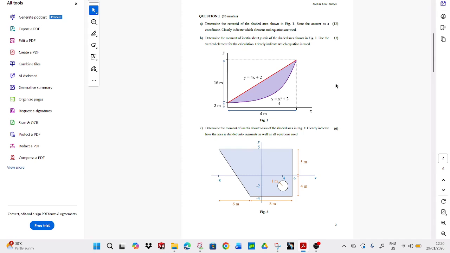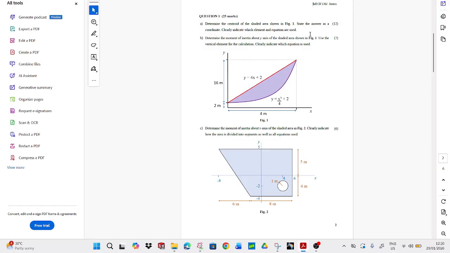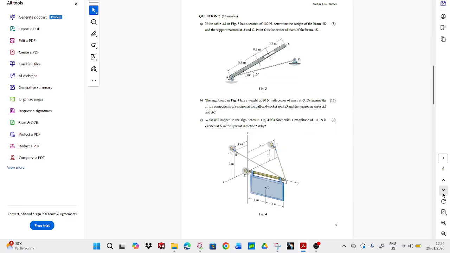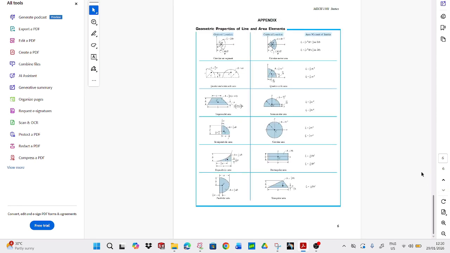So today we'll be doing a past paper simulation, and this is from, if I'm not mistaken, the 2021-2022 semester 2 exam. This is the past paper questions: question 1, question 2, question 3, and question 4. And you're given the appendix.